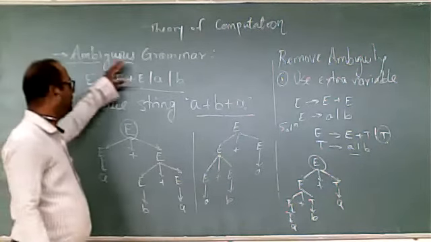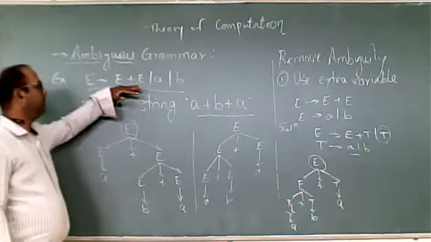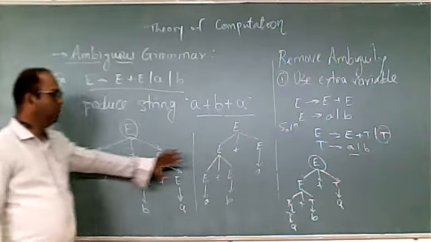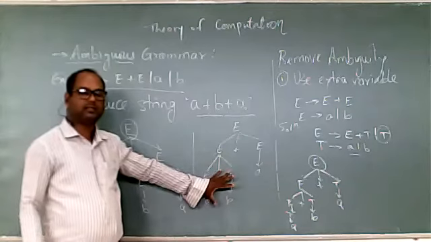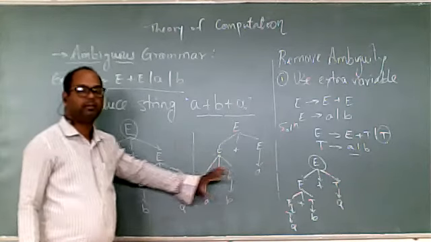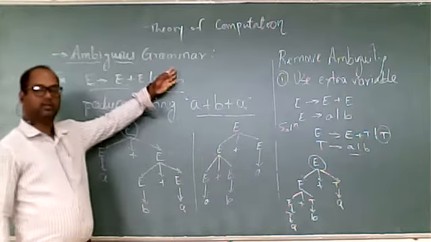So what is the ambiguity? A grammar is ambiguous if for the same string, with the help of the same productions, we have two different parse trees, so more than one parse tree. At that time that grammar is called an ambiguous grammar.